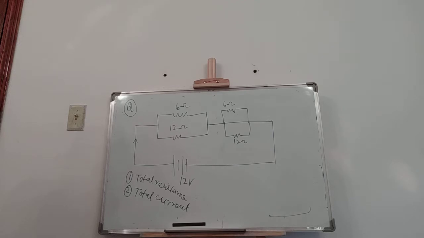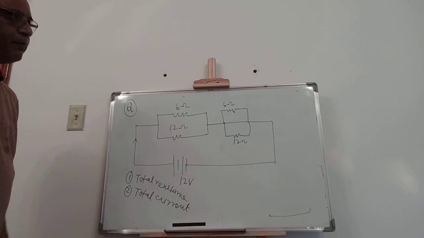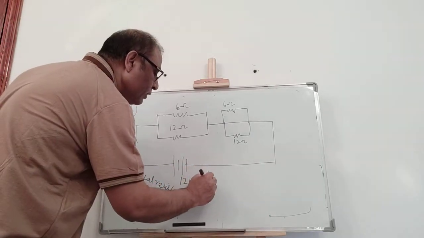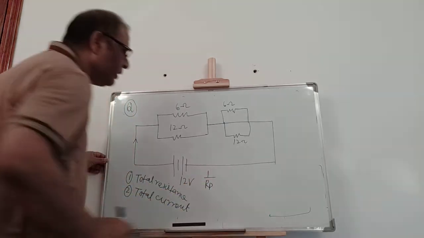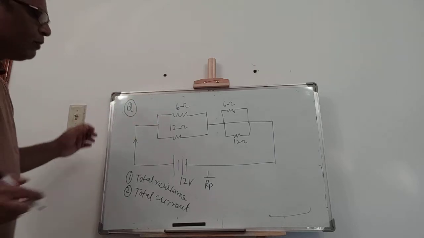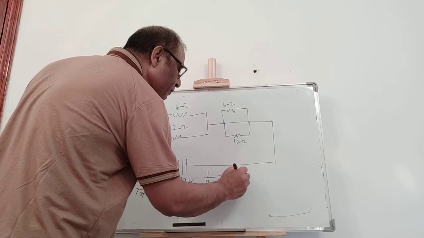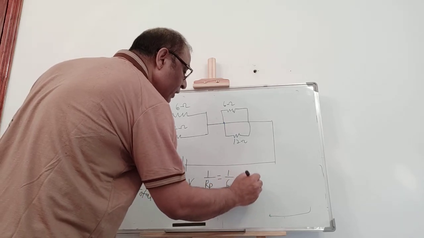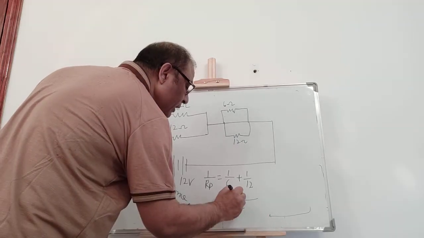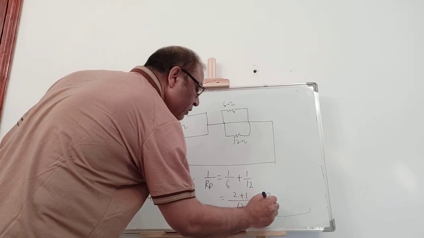Total current. You know that the 6 ohm and 12 ohm are both in parallel. So suppose this is 1 upon Rp, the parallel combination of both 6 ohm and 12 ohm. Then this is equal to 1 upon 6 plus 1 upon 12. Taking the LCM, 12, this is 2 plus 1, which is 3 upon 12.